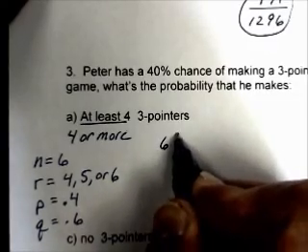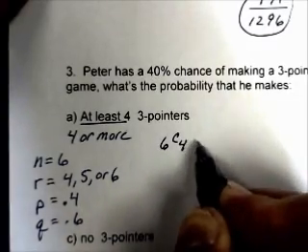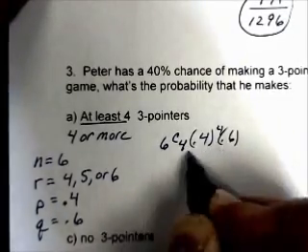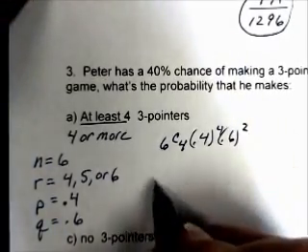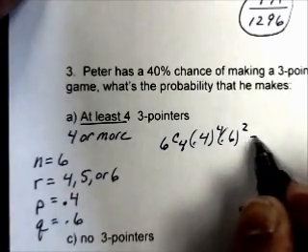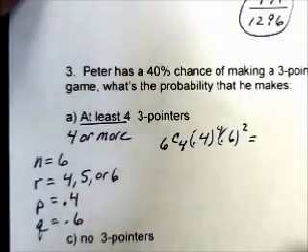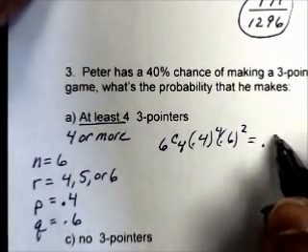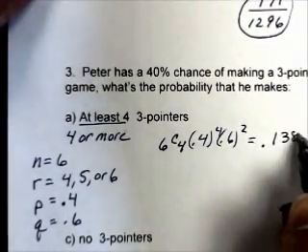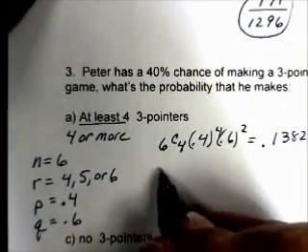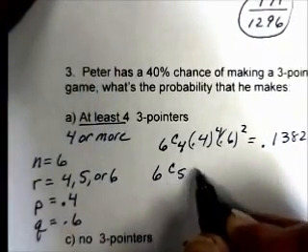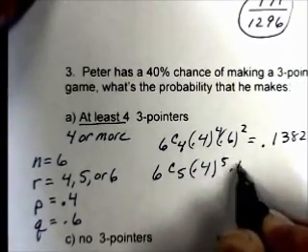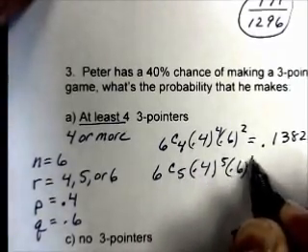So 6 choose 4, 0.4 to the 4th, 0.6 to the 6 minus 4, which is 2. And I'm going to save the time keying into the calculator and tell you that this is equivalent to the decimal 0.13824. And then 6 choose 5, 0.4 to the 5th, 0.6 to the 6 minus 5, which is 1.